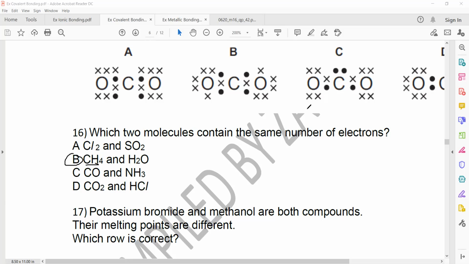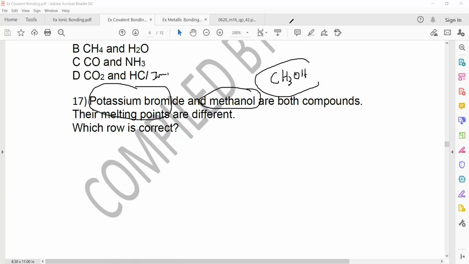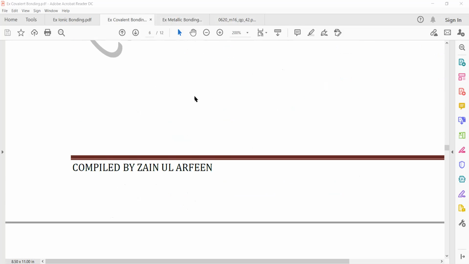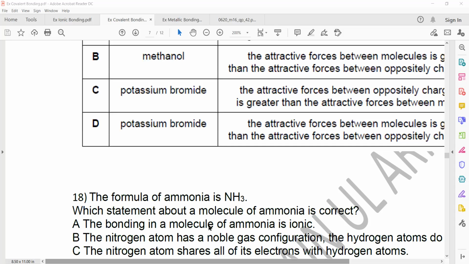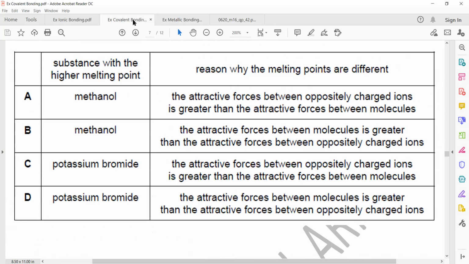Then question 17 and 18. Potassium bromide and methanol both are compounds. Potassium bromide will be an ionic compound because it has a metal and a non-metal, and methanol, CH3OH, which contains only non-metals, will be a covalent compound. Which row is correct? So methanol is a covalent compound.